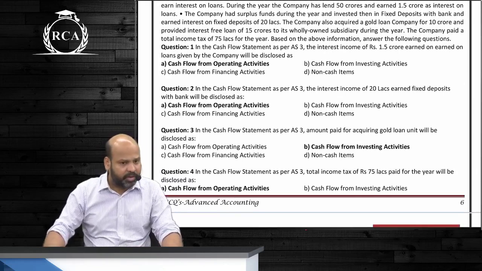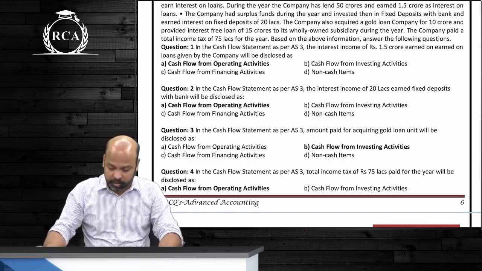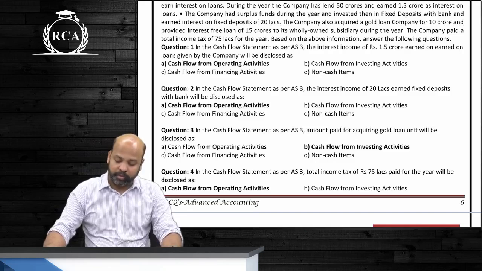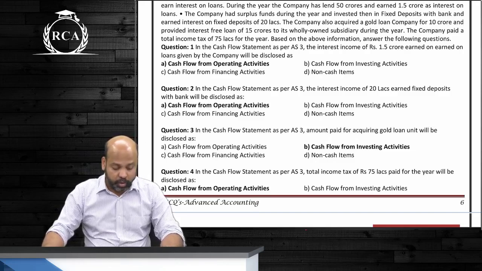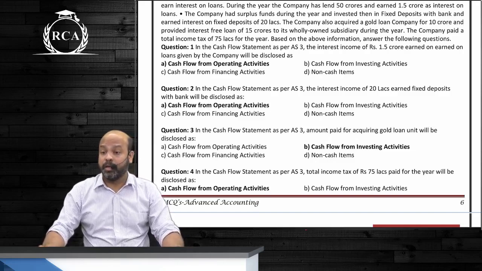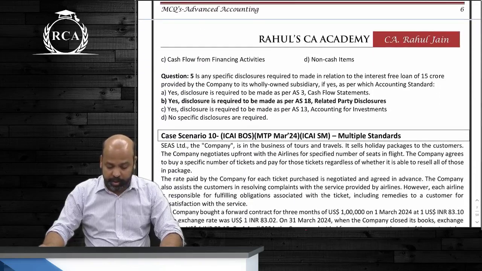It's a theoretical question. First bit: interest income of 1.5 crore rupees earned on loans given by the company, guys, will be disclosed as what? Operating activities. The interest income of 20 lakhs earned on fixed deposits, operating activities. The amount paid for acquiring the company, that you cannot term as operating. You are acquiring an entire company or division from another entity, beta, that has to be termed as investing activities. Taxes paid, operating activities.